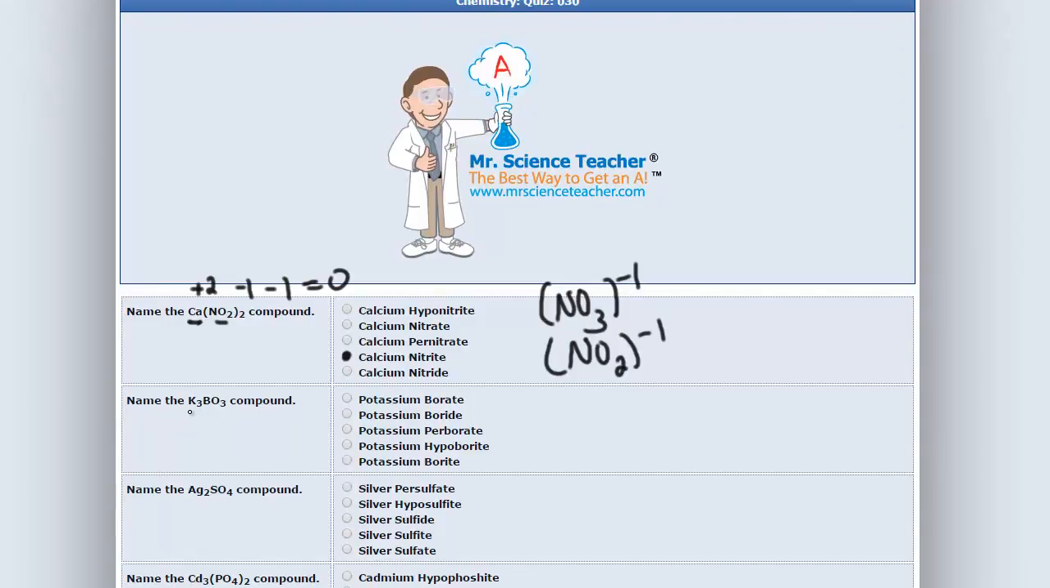Name this compound. K is potassium, BO3 is borate. Potassium borate. Name the Ag2SO4 compound. Ag is silver and SO4 is sulfate. Silver sulfate. All we're doing is recognizing those polyatomic ions, and that's what helps us name the compound. We have silver and sulfate. Silver sulfate. Okay, good.